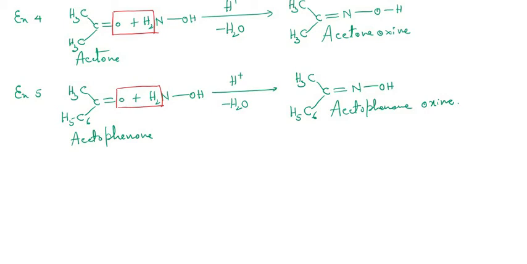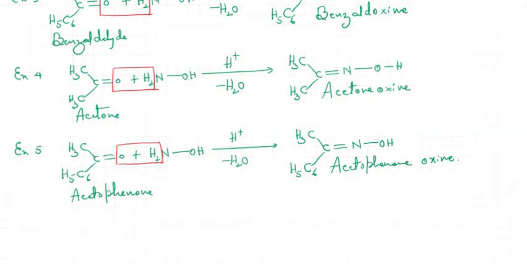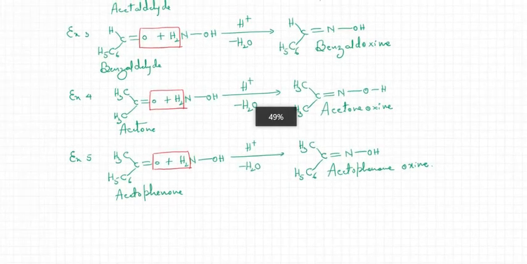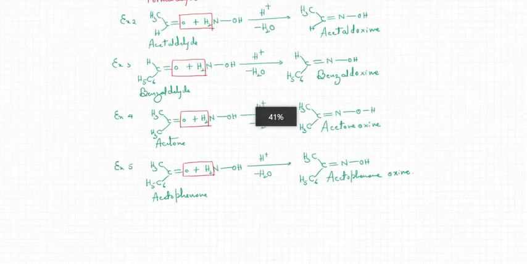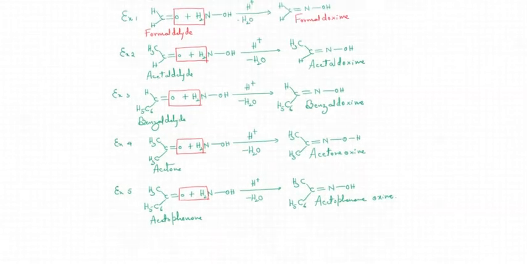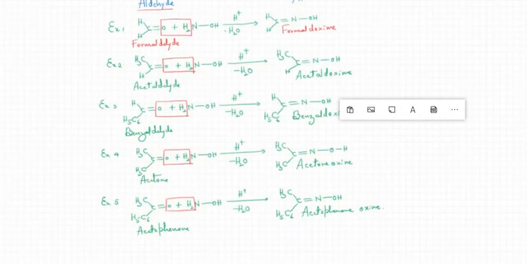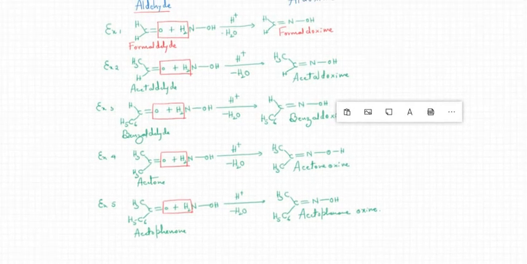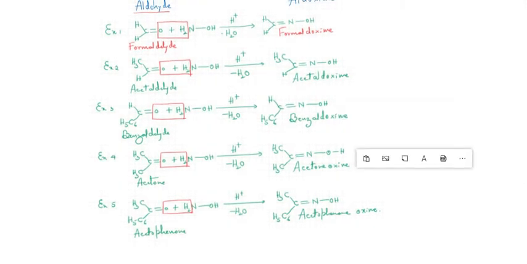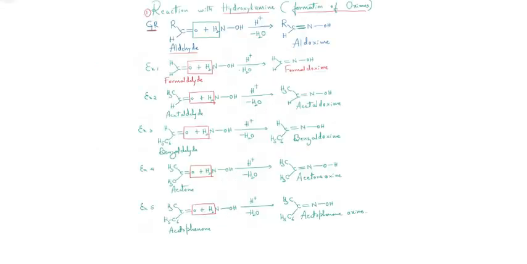Is it clear, students? So let us try to understand all these examples in a systematic manner, right? All the 5 examples are very important for us to understand, and the same will be repeated with different ammonia derivatives. So this is the screen where you can see the reaction with hydroxylamine and formation of oximes. If it is an aldehyde, it is called aldoxime. If it is a ketone, it is called ketoxime, right?